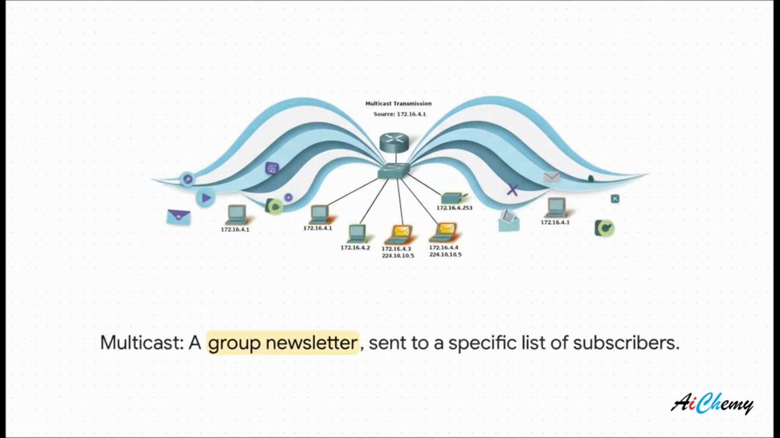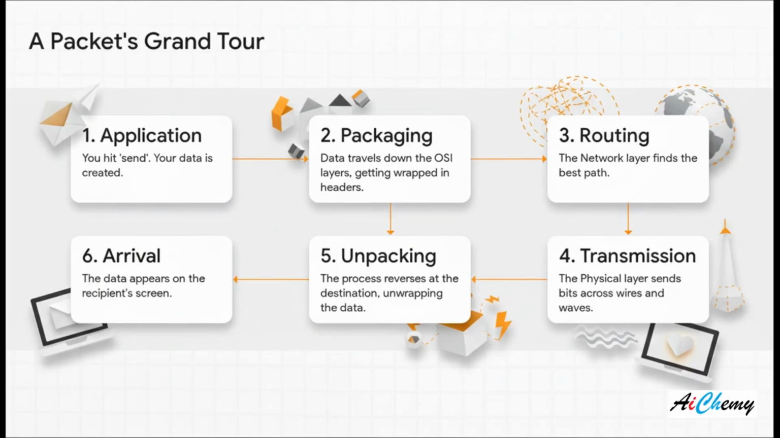And finally, you've got multicast, which is a really clever mix of the two. This is a one-to-many kind of communication. A device can send out just a single message, but only a specific group of devices that have subscribed to that message will actually receive it. This is super efficient for stuff like streaming a live video to a specific group of people without totally flooding the entire network.